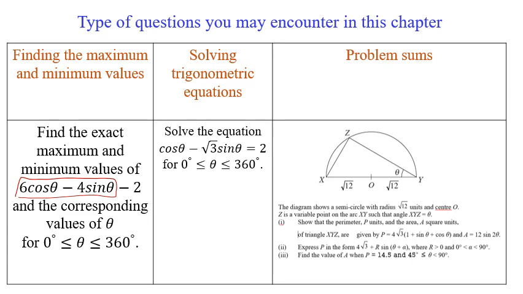Another type of question is like what we have done just now. Write it in the R formula form, which could be R cos bracket theta plus minus alpha or R sine bracket theta plus minus alpha, depending on the positions, whether your cos comes first or your sine comes first. And then you solve the equation. And of course, the last one, which is the more difficult one, is problem sums.